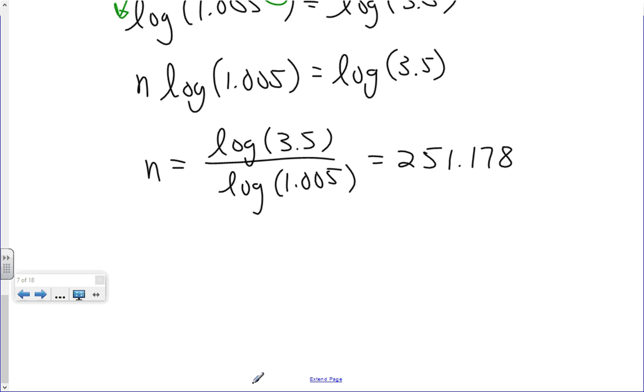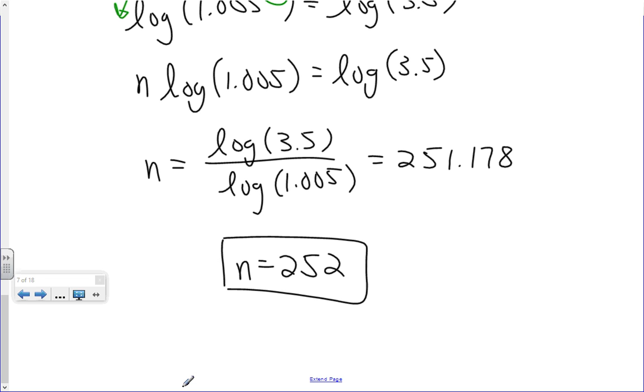And again, you have to round up to the nearest integer, so n is going to be 252. It's going to take 252 deposits before we finally hit our 50,000. So if you're making a deposit each month, if we divide that by 12, that would tell us how many years it's going to take for us to finally hit that amount. That sounds like a little over 20 years before we're going to get there.